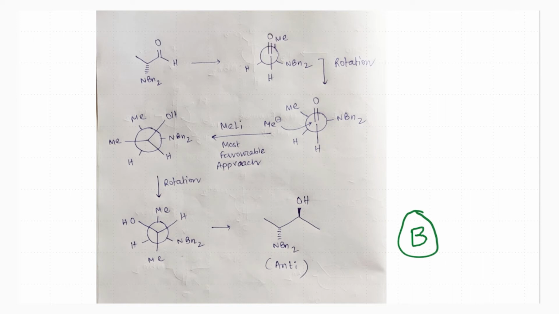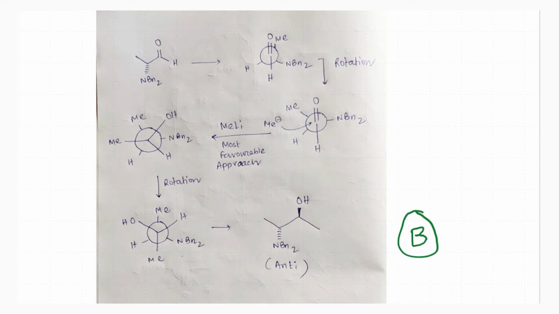Now, we need to rotate this in such a way that it's in the most reactive conformation. We already know that when you have an electronegative group, in this case the dibenzylamino group, it is going to be at the perpendicular position. And now the attack of Me minus comes in using the Bürgi-Dunitz angle as shown here, and it's going to give you this product as shown here.